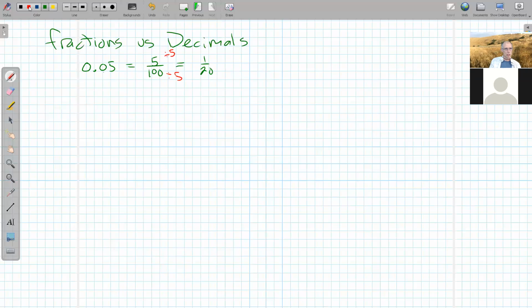Going the other way is a bit more work. So if I have a number like, let's say 1/8, how do I change that to a decimal? And the trick is to realize that this is a division, that we're taking 8 into 1. Right? 8 goes into 1 how many times?